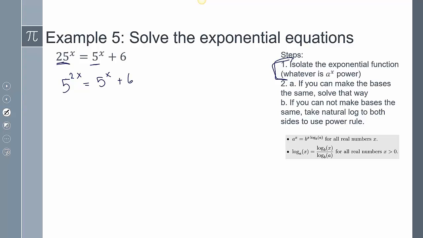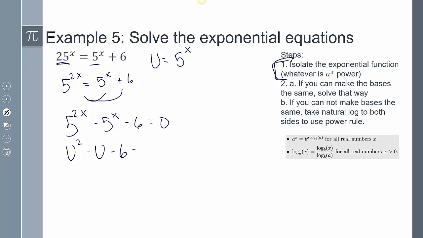Now this looks really familiar. What if I bring all these to one side? Let's see what happens. So I get 5 to the 2x minus 5 to the x minus 6 equals 0. Now this looks like a quadratic type equation. What if I said u equals 5 to the x power? So this now becomes u squared minus u minus 6 equals 0.